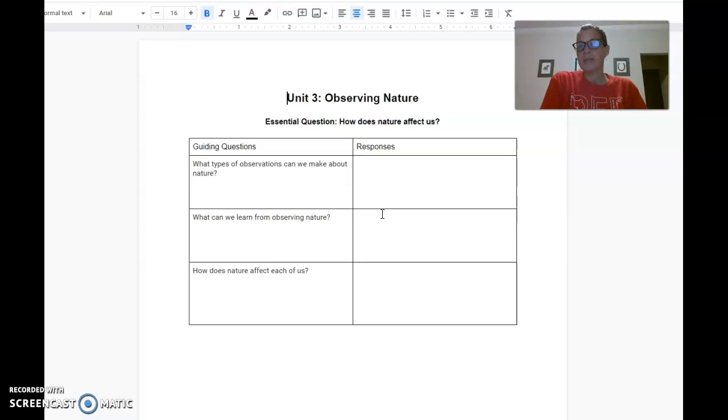Then, if you have some time, I want you to write down a couple answers for these questions. And if not, we're going to talk about it in class. But I want you to at least be thinking about it as you're eating your breakfast and coming to morning meeting. The first question is, what types of observations can we make about nature? So what kind of observations? Observations means you're looking. You're not talking. You're not interacting. You're just sitting back and you're looking.